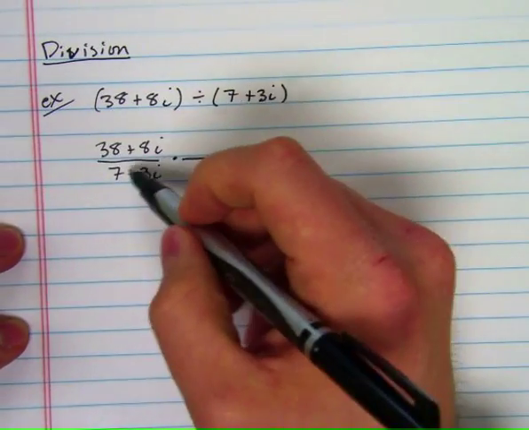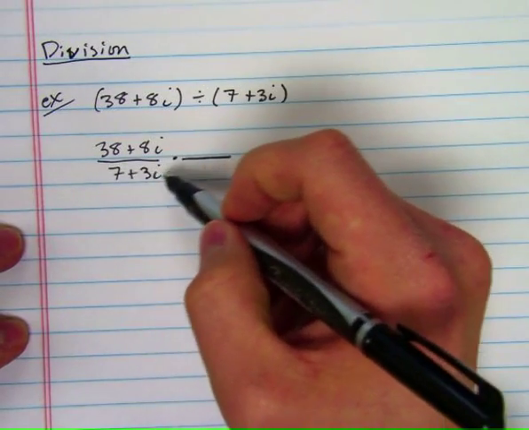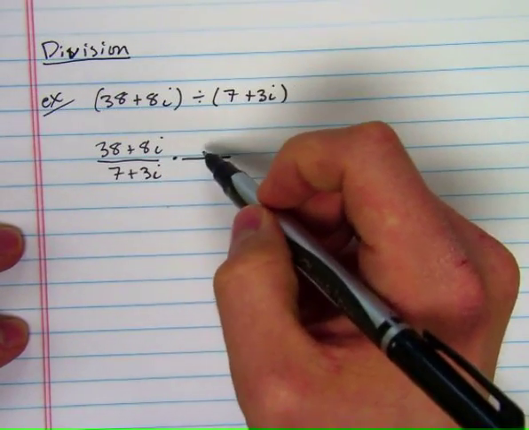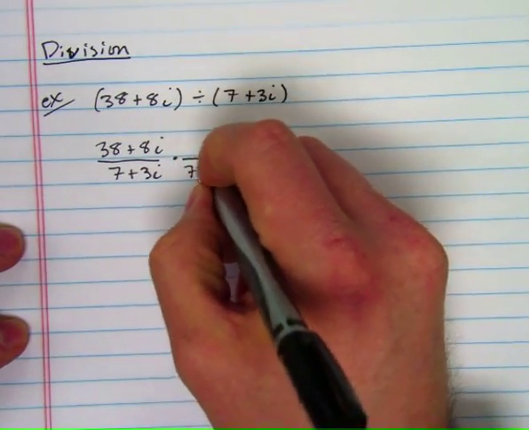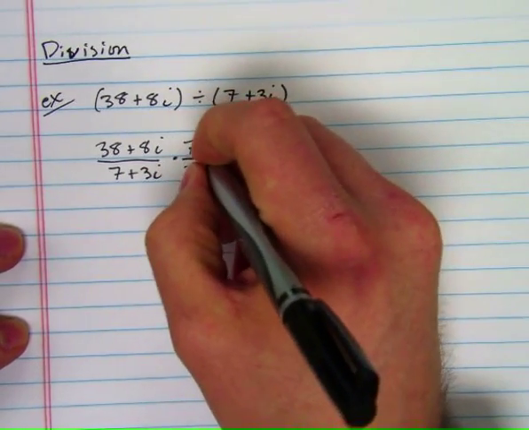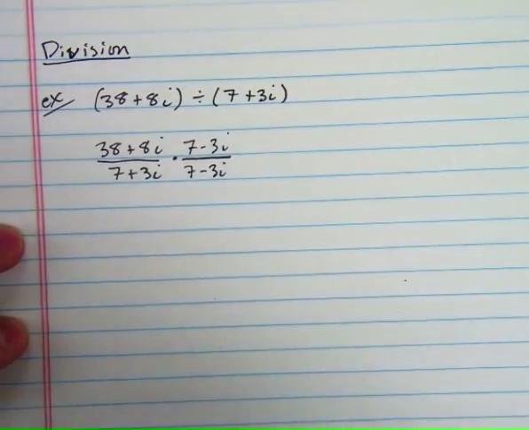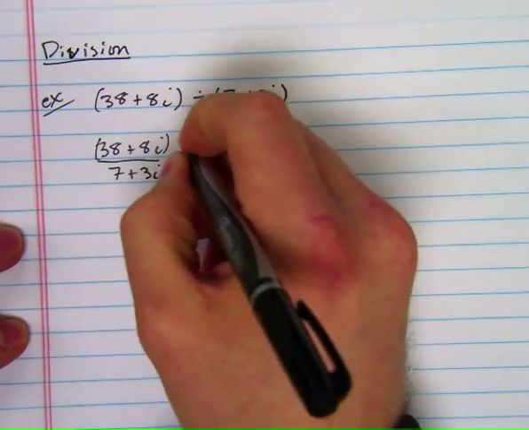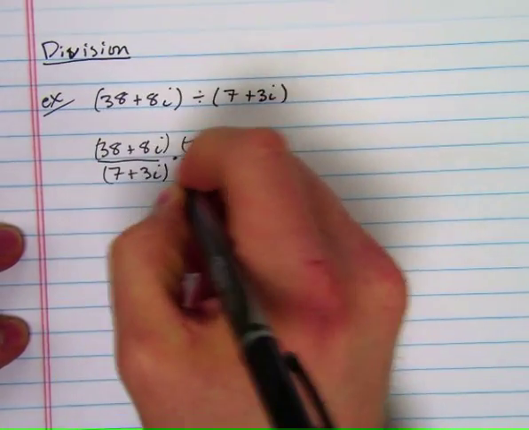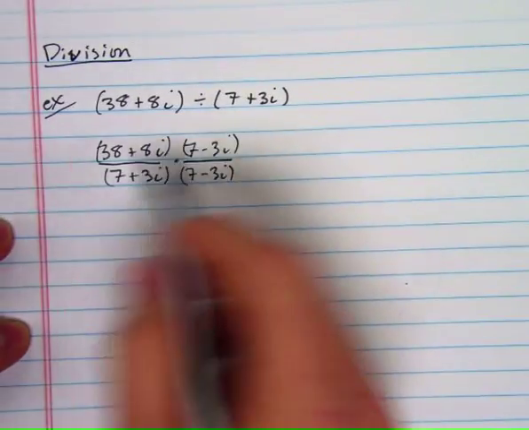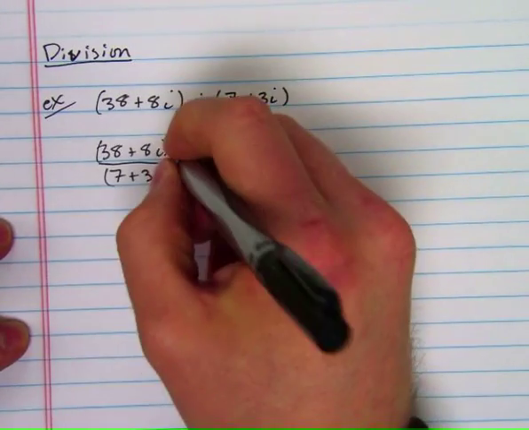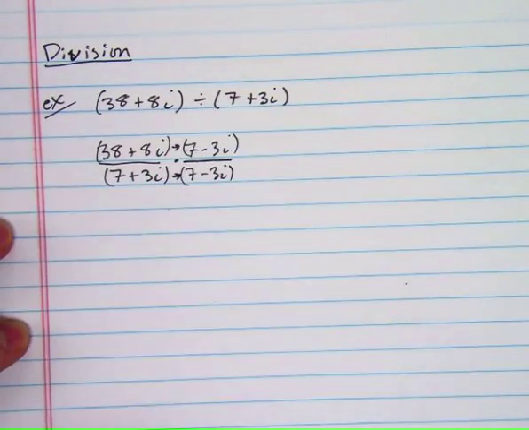The conjugate is always going to be of this guy on the bottom. So when we multiply, we're going to do 7 minus 3i on the bottom and 7 minus 3i on the top. So we'll put parentheses around this, parentheses around this, parentheses around this. And now we have two multiplications to go through. We have the top one and we have the bottom one.